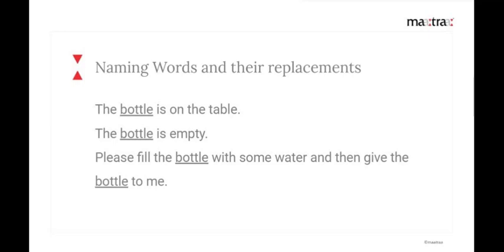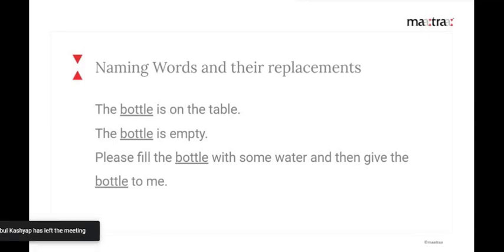Please fill the bottle with some water and then give the bottle to me. Notice how we are repeating the naming word bottle every time we are referring to it. This is not needed at all. We can say it once and then replace it with the appropriate word. We have replacement words in all languages.